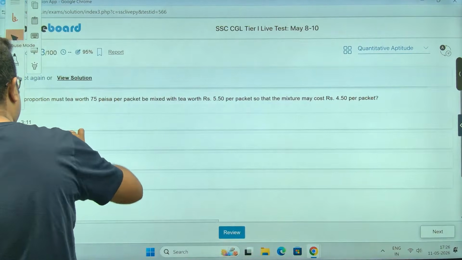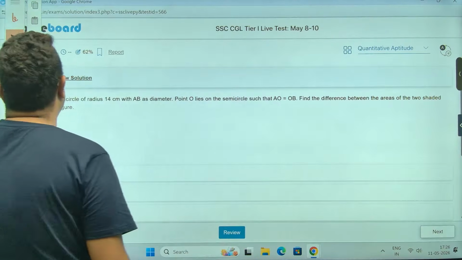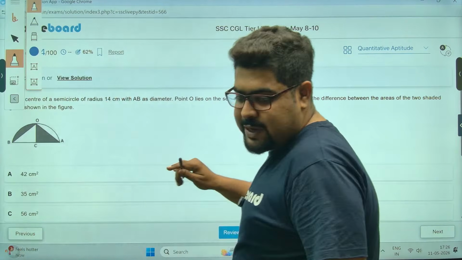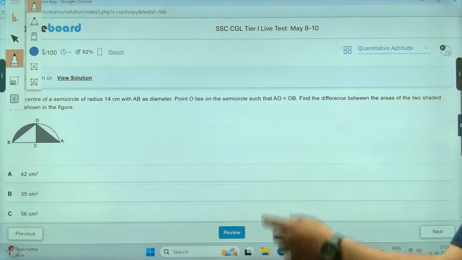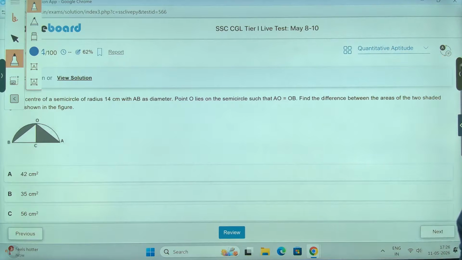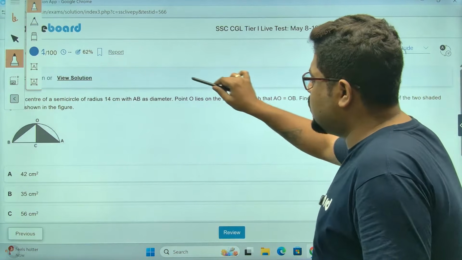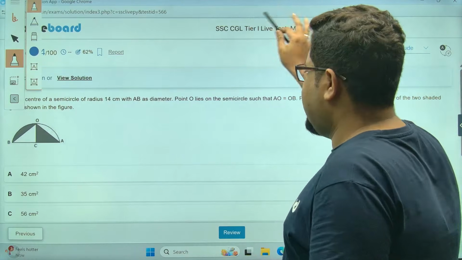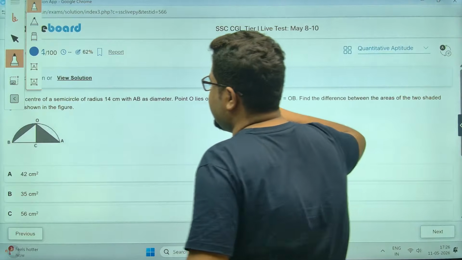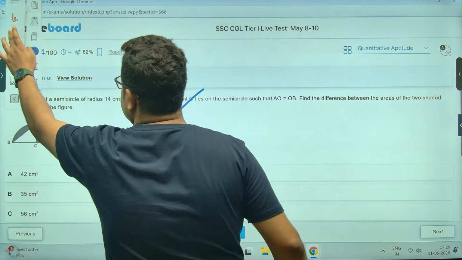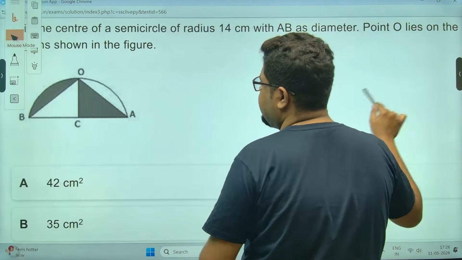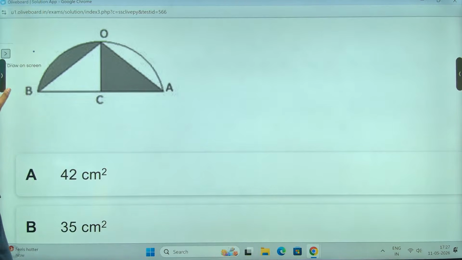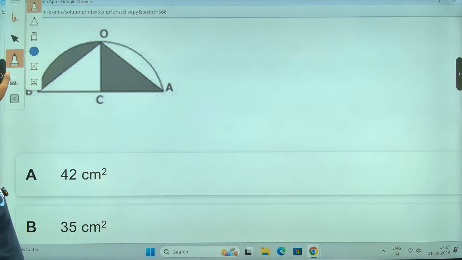Again, every week we have a question like this. Simple question. Acha, let me take a second to look. I'll need to zoom in. A semicircle with radius given, AB is the diameter, point O lies on it, AO equal to OB. Meaning the whole thing is symmetrical, left and right area is the same. They ask for the difference between the areas of the two shaded regions. Let's understand, first things first.